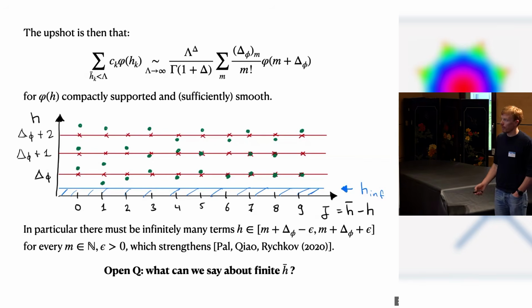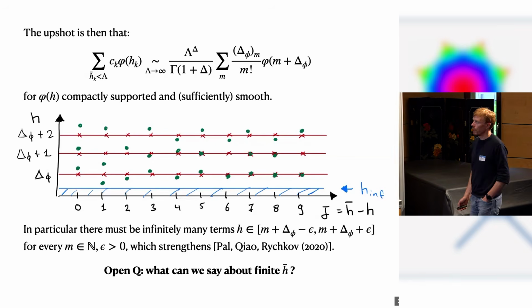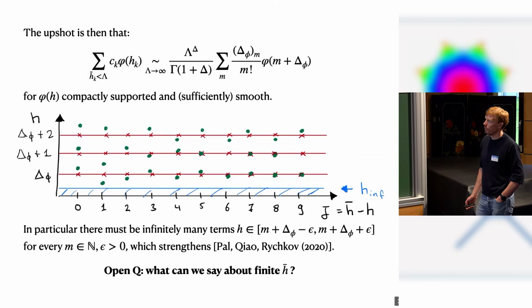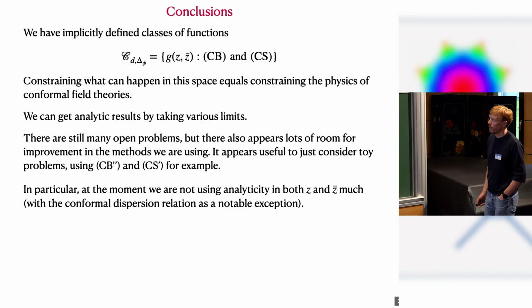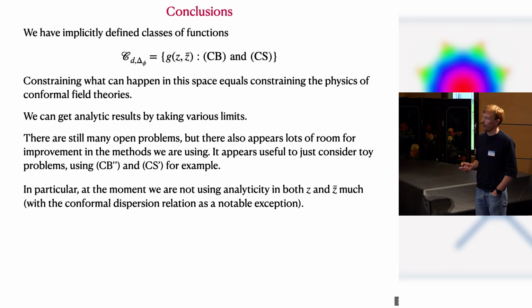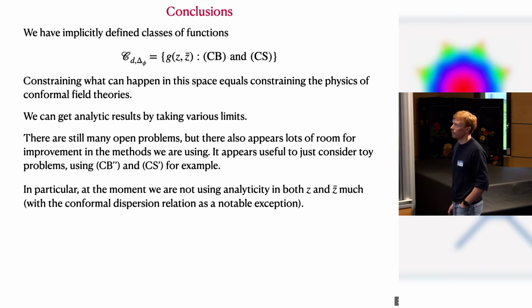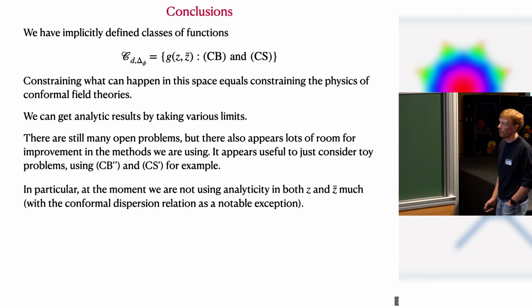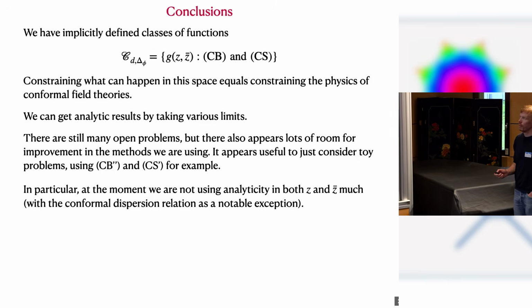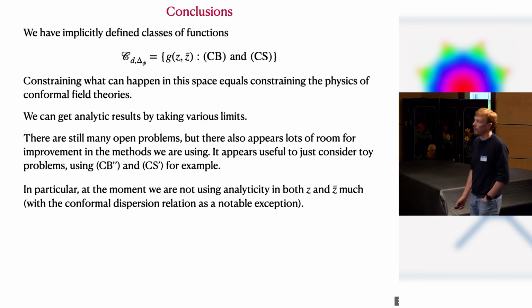But that's still not the same as saying something about finite j or finite h bar. That would be very nice. Okay, so I guess implicitly in this talk, I tried to define this class of functions, which is just these functions g of z and z bar that obey this conformal block decomposition and crossing symmetry, and they depend on the space-time dimension d and delta phi.